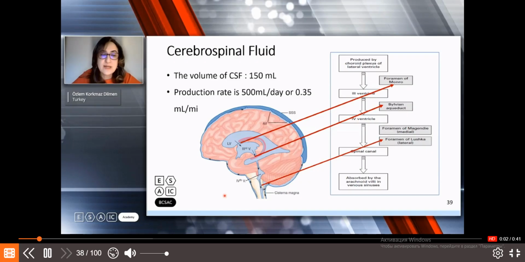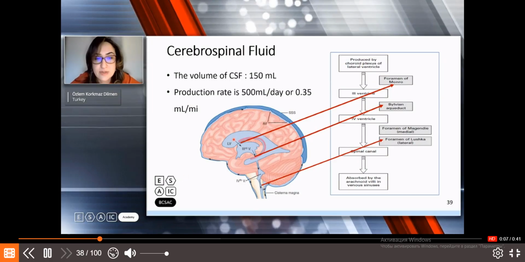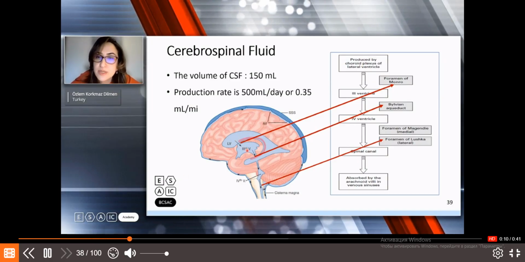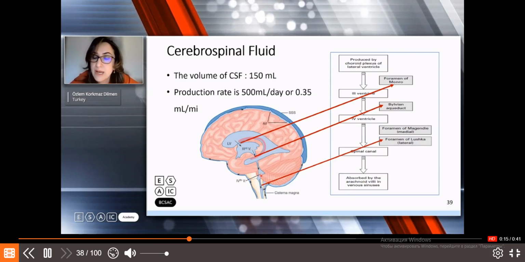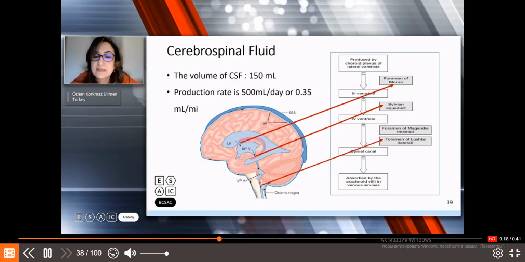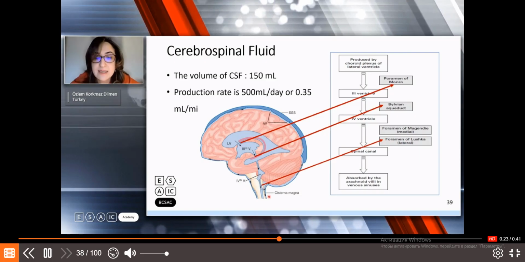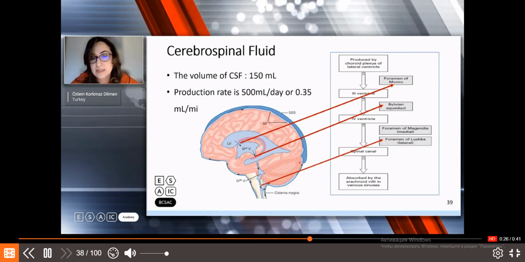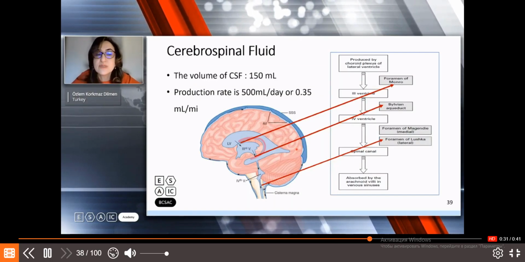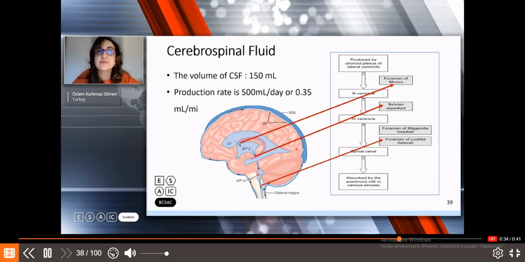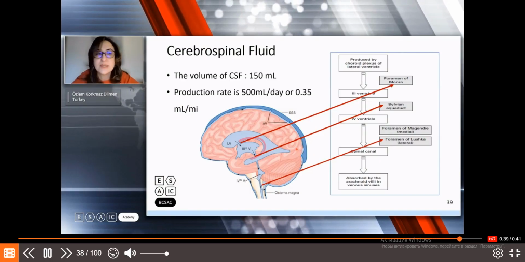Let's look at cerebrospinal fluid. It's produced by the choroid plexus of the lateral ventricles. Then it goes to the third ventricle by the foramen of Monro. Then it goes to the fourth ventricle by the aqueduct. Then it passes through the foramina of Luschka and Magendie to go to the subarachnoid space. The normal volume is 150 milliliters for adults, and the production rate is 500 milliliters per day, or 0.35 milliliter per minute.